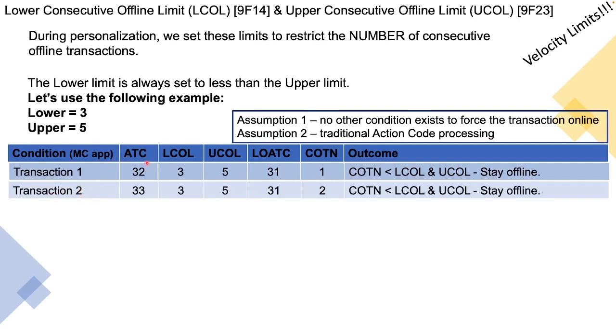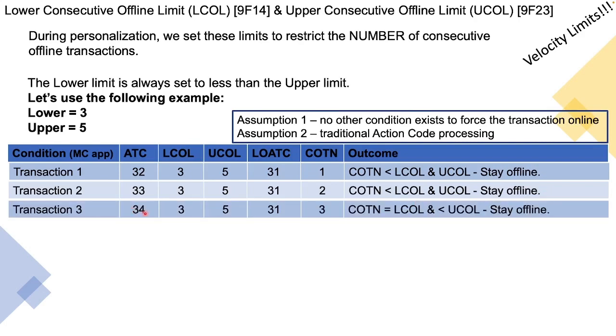Our next transaction is now transaction 33. The LCOL we know is 3, the UCOL we know is 5. The LOATC is 31, so the last transaction that went online was transaction 31. We're now on transaction 33. We know that the previous transaction 32, we stayed offline. In this case, we're saying, hey look, COTN, the counter, is it less than the lower limit? Yes, it is. Is it less than the upper limit? Yes, it is. Therefore, as per the action codes that we had set up, don't do anything. You're welcome to stay offline.